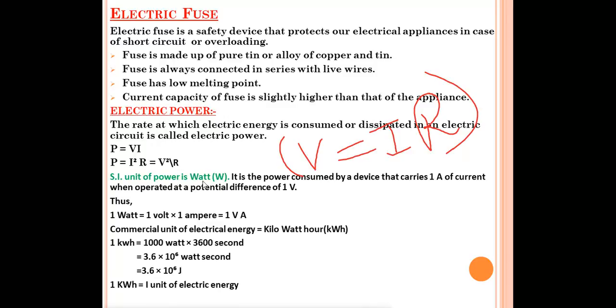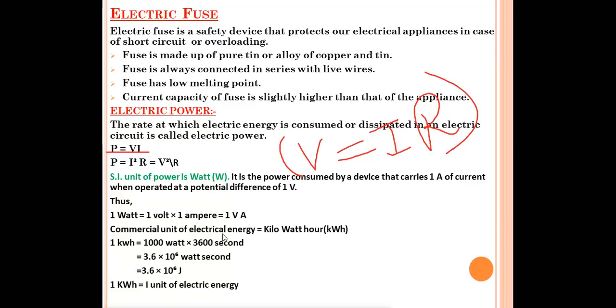And what is the SI unit of power? It is the watt, W-A-T-T, with capital W. What is the definition of watt? It is the power consumed by a device that carries 1 ampere of current when operated at a potential difference of 1 volt. From this relation you can write the definition. Thus, 1 watt is equal to 1 volt into 1 ampere, 1 volt ampere.